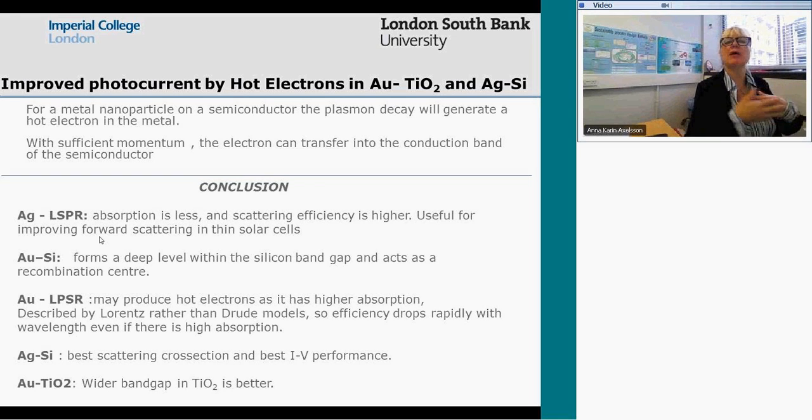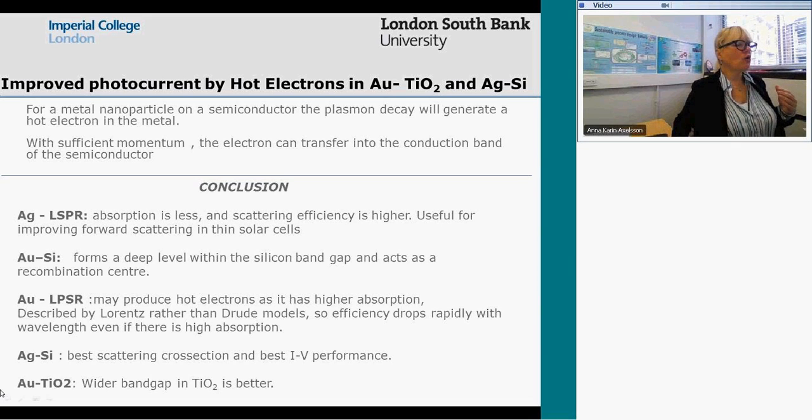for thinning of solar cells, if we want to work with encapsulating more scattered light in a thin structure. But the gold and silicon combination forms a very deep level within the silicon band gap, so it acts like a recombination center, and the total current yield will hence be much smaller.